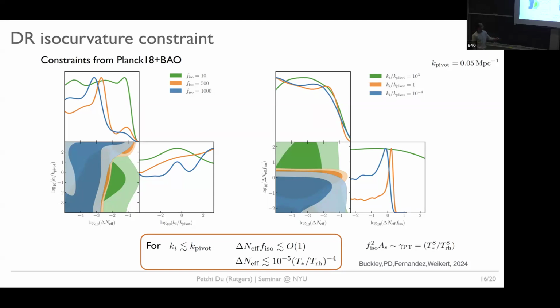Delta effective is less than 10⁻⁵ times T star over T reheating to the -4. Notice that this equation is only valid if T star is close to T reheating. Otherwise, if T star is orders of magnitude smaller, this might be bigger than 1. Of course, that doesn't make sense because you always go back to this region, where you should be constrained by the usual adiabatic constraint. This is only valid in this region for small delta effective. Okay, so that is the result we get from this MCMC scan.